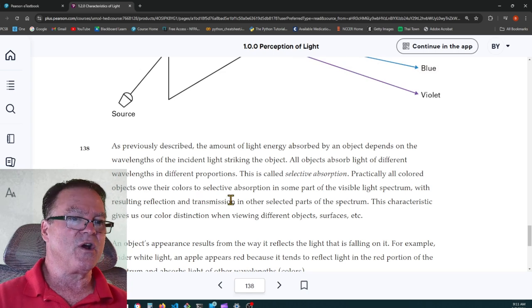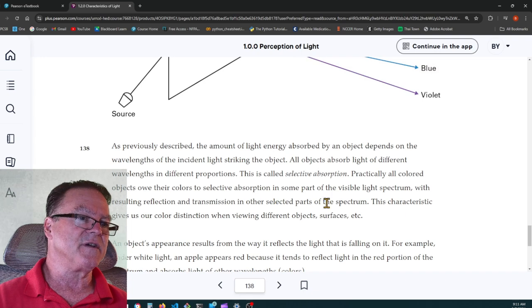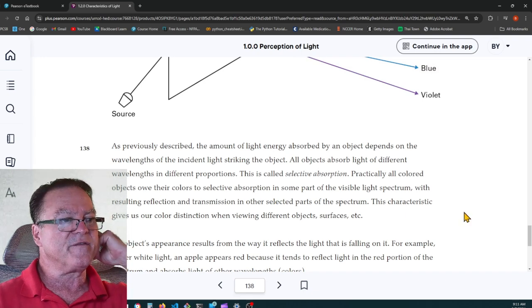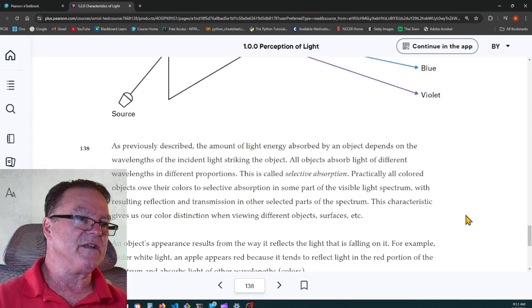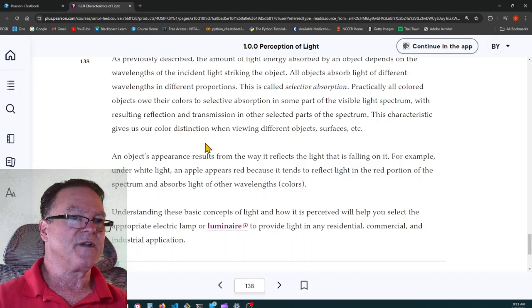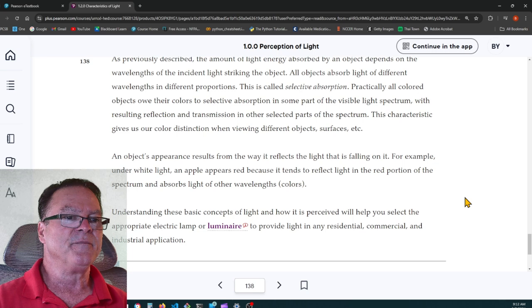Practically all colored objects owe their colors to selective absorption in some part of the visible light spectrum, with resulting reflection and transmission in the other selected parts of the spectrum. This characteristic gives us our color distinction when viewing different objects, surfaces, etc. So something that's red, something that's green, something that's yellow or orange, they're reflecting different wavelengths of light.